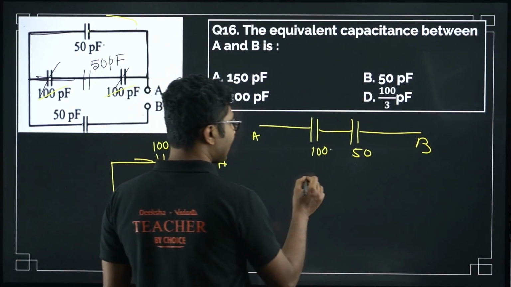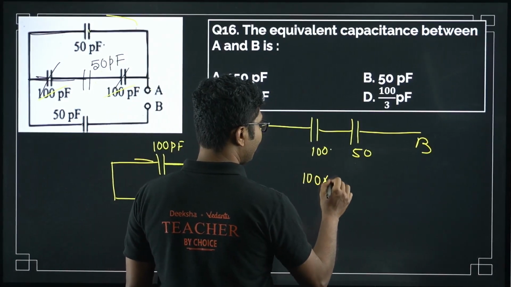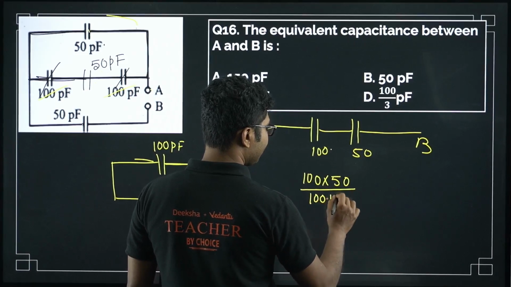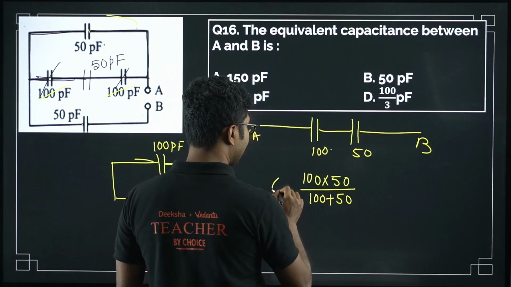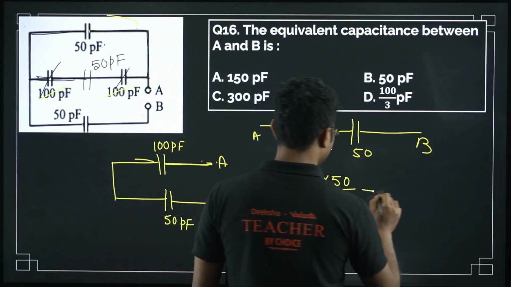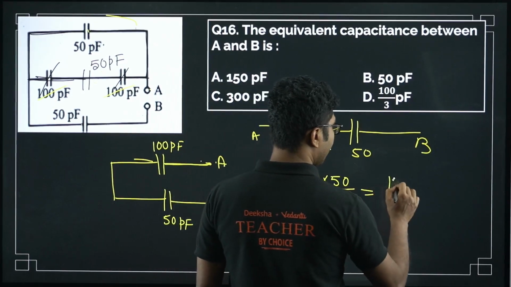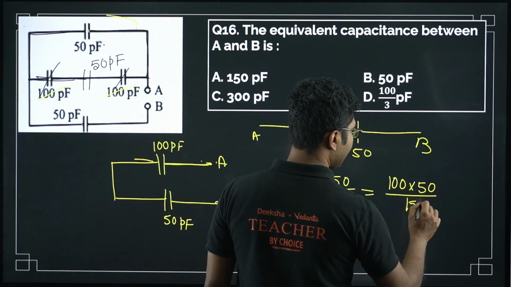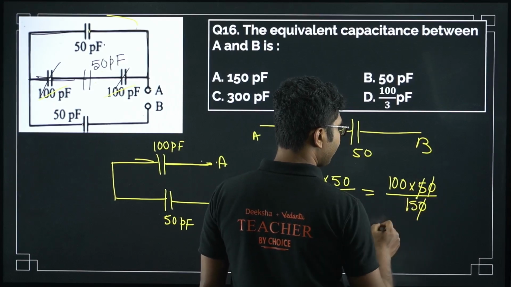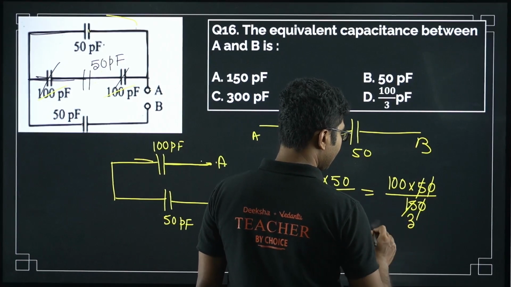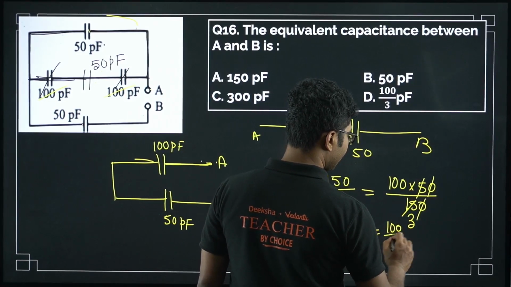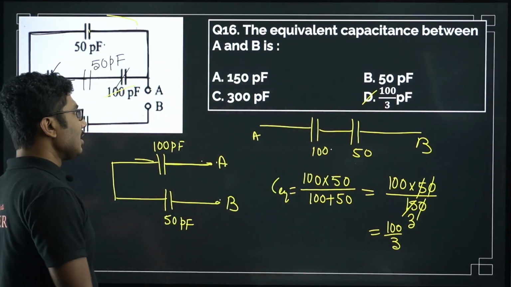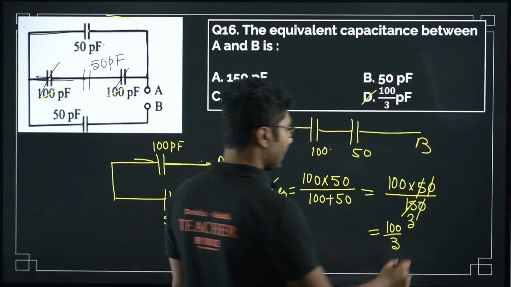So what is the equivalent capacitance? 100 into 50 by 100 plus 50, direct formula, that is the C equivalent, right? So it will be 100 into 50 divided by 150. So 0 0 cancels, 5 3 5s are 15. So 100 by 3 or 33.33. So here we have 100 by 3 directly given. So 100 by 3 picofarad is the answer.